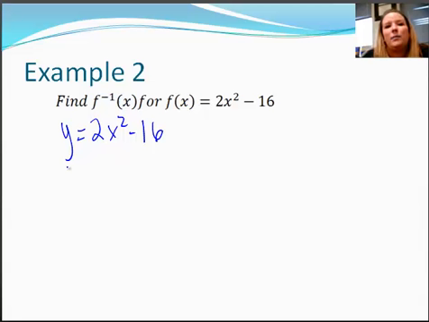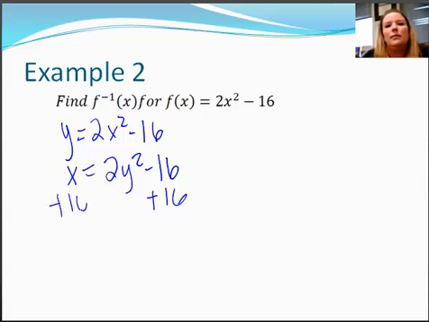Then I switch my x and y. Don't forget to do that. A lot of you the other day were forgetting that step, and if you don't, then it just doesn't really make any sense. Alright, always move the standalone number first, so I'm going to add 16. So I get x plus 16 is equal to 2y squared.